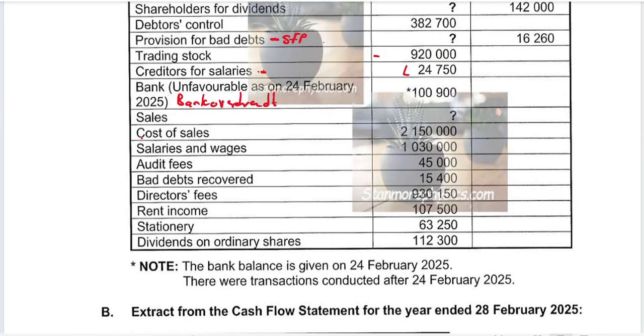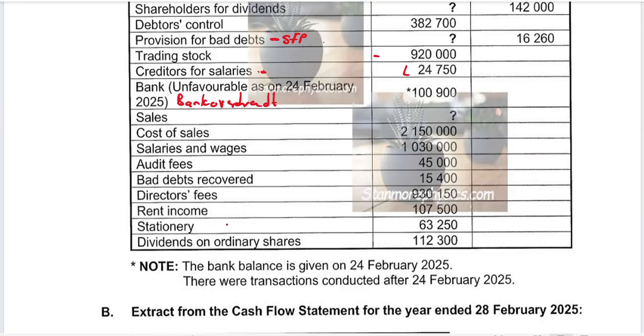Okay. Then we have our sales. It doesn't affect our statement of financial position. Our cost of sales doesn't affect our statement of financial position. Salaries and wages, maybe there is an adjustment we don't know. Audit fees, maybe there is an adjustment we don't know. Bad debt recovery doesn't affect our statement of financial position at all. Directors fees, maybe there is an adjustment we don't know. Rent income, maybe there is an adjustment we don't know.